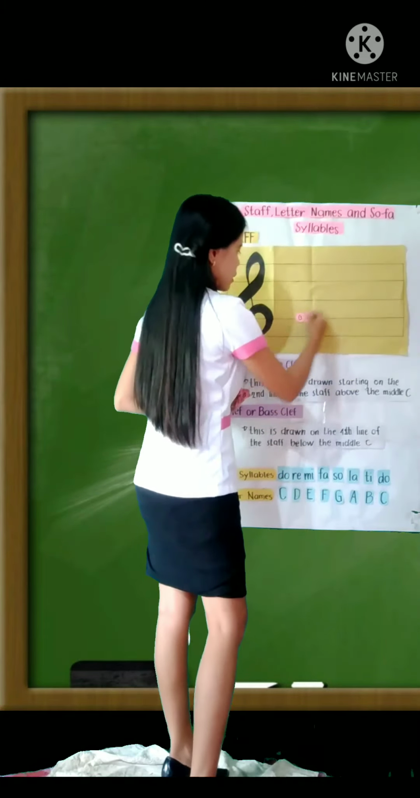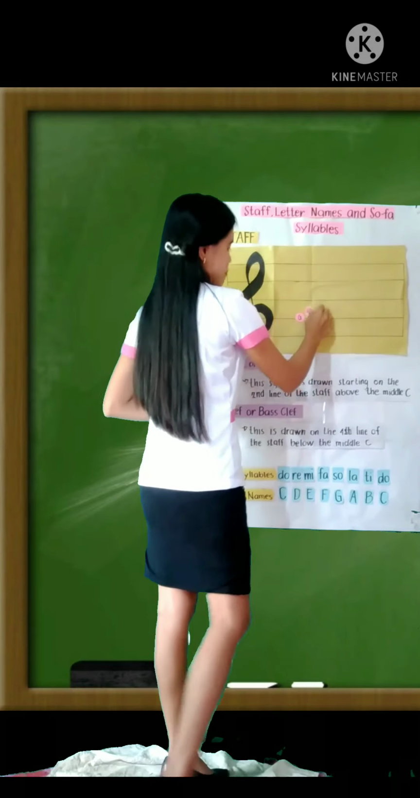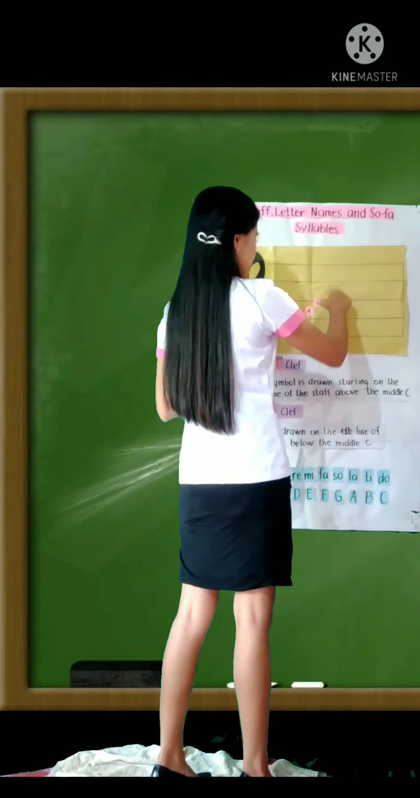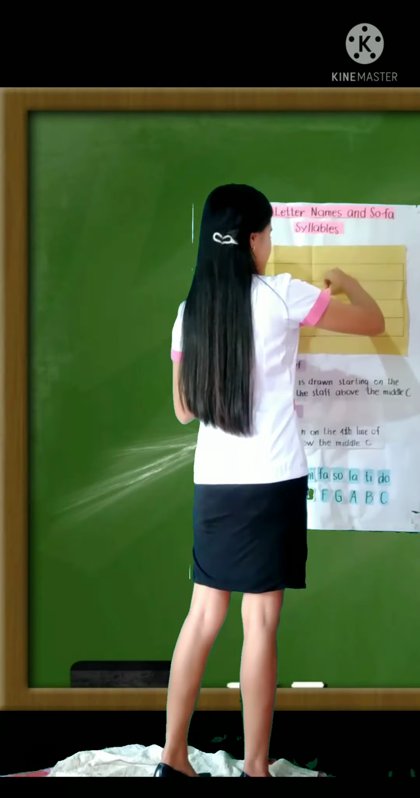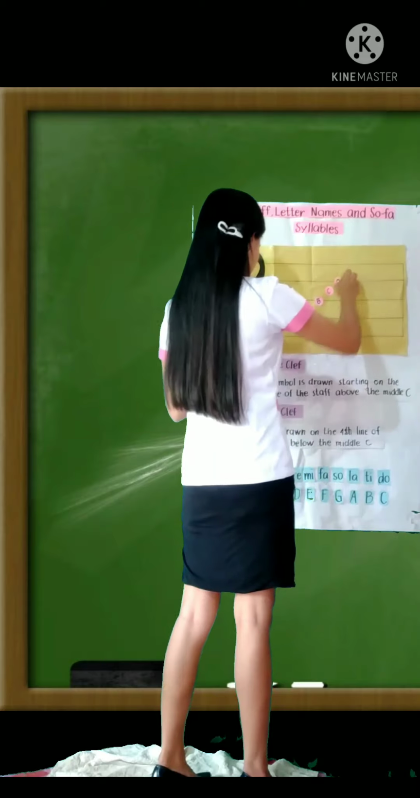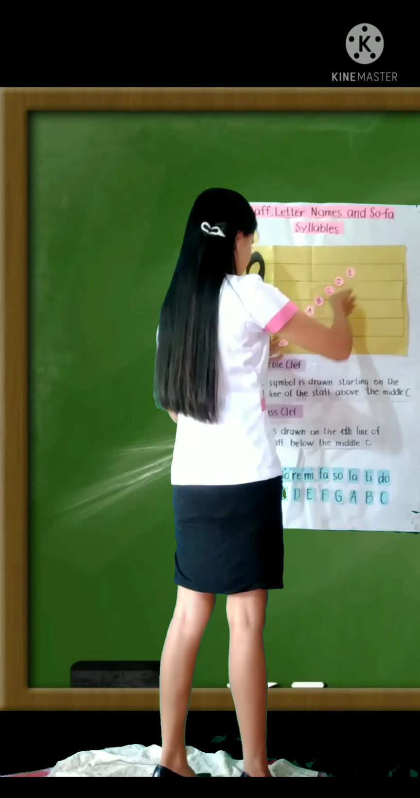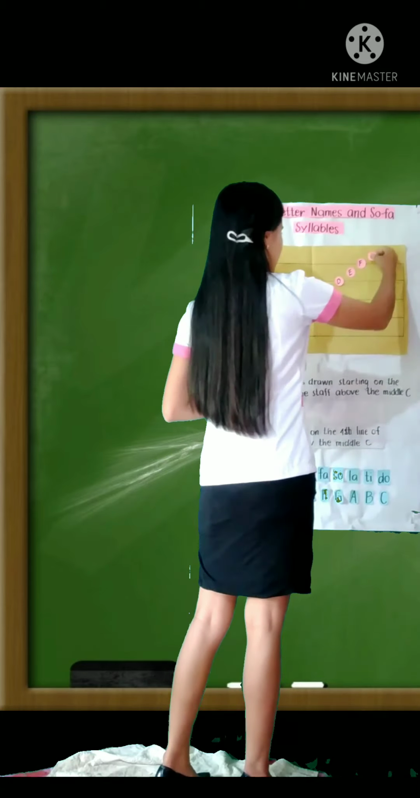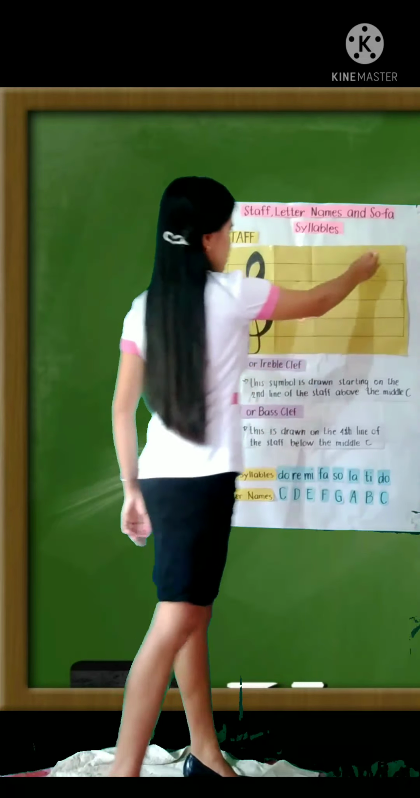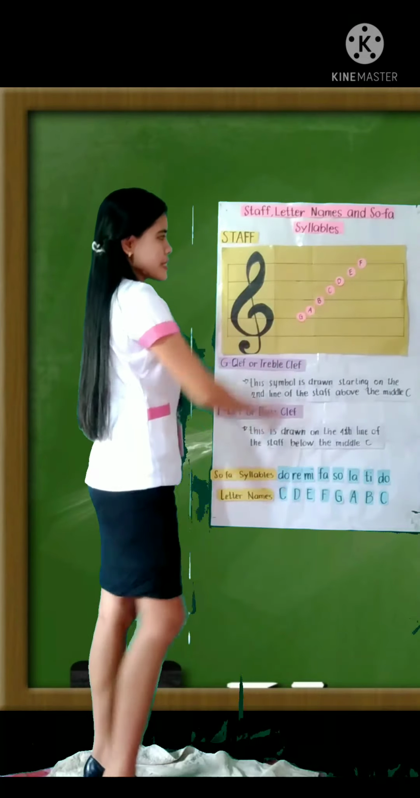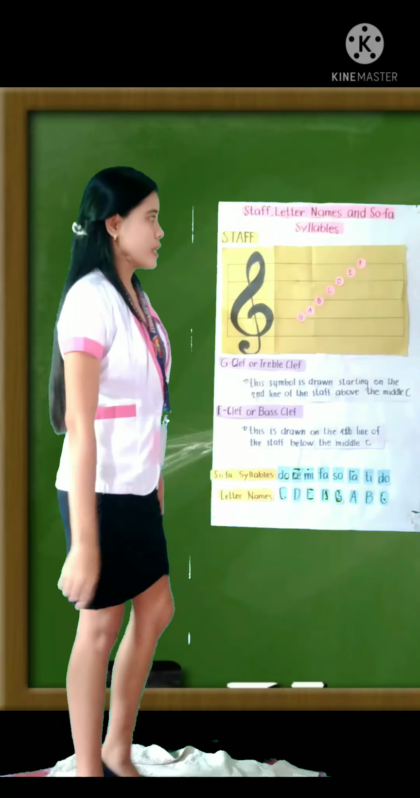So here A will be placed in the space, then B in the line, C in the space again, D in the line again, E in the space, F, then G. So as you can see, it ends with letter F.